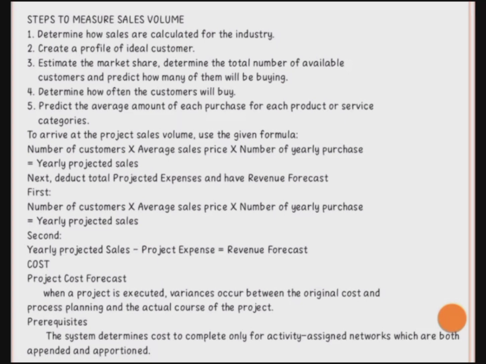So, project cost forecast. When a project is executed, variance occurs between the original cost and process planning and the actual course of the project. Simply shifting activities within flows is enough to change the pattern of cost in the project. Once the first actual costs have been incurred, it is necessary to check and possibly update the figures for the remaining costs. This is the only way to preserve a base for realistic forecasts during the whole life cycle of the project. Cost forecasts are normally performed as a part of a periodic process.